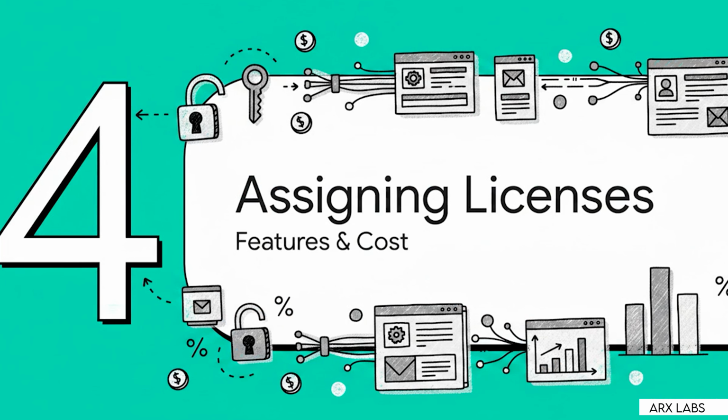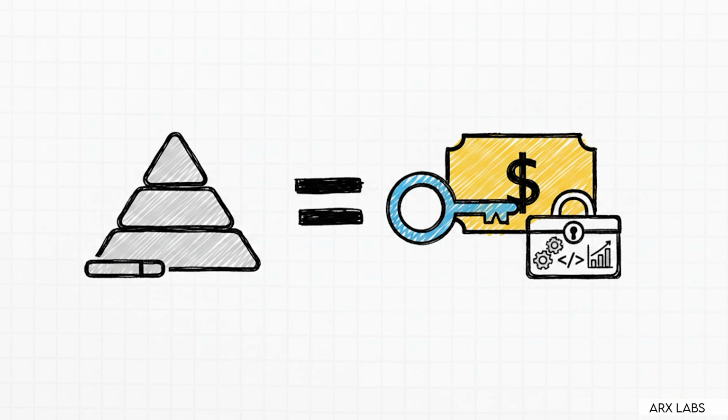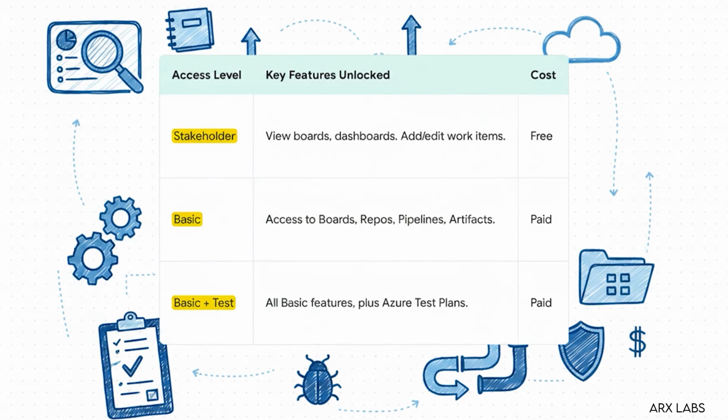All right, on to our third and final pillar. And folks, this is the big one. This is the one that hits your wallet: assigning licenses. This is what decides which features a user can actually use and what you end up paying for. Okay, let's clear something up right now, because this trips people up all the time. In the world of Azure DevOps, when you see access level, just think license. They are the exact same thing. It's the switch that turns on features for your users. And this is where you can really be smart about your spending.